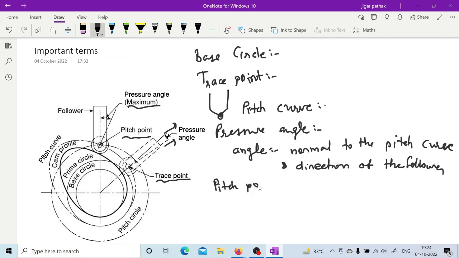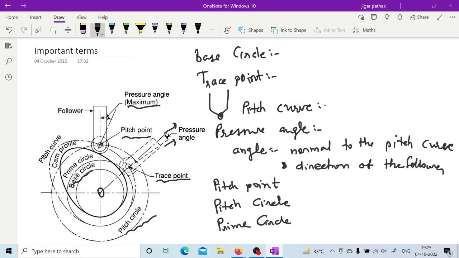Once you have an idea about the pitch point, you can define the pitch circle. The pitch circle is nothing but the circle which passes through the pitch point and is concentric to the base circle, as you can see here. So this is how you have your pitch circle. And finally, the prime circle.